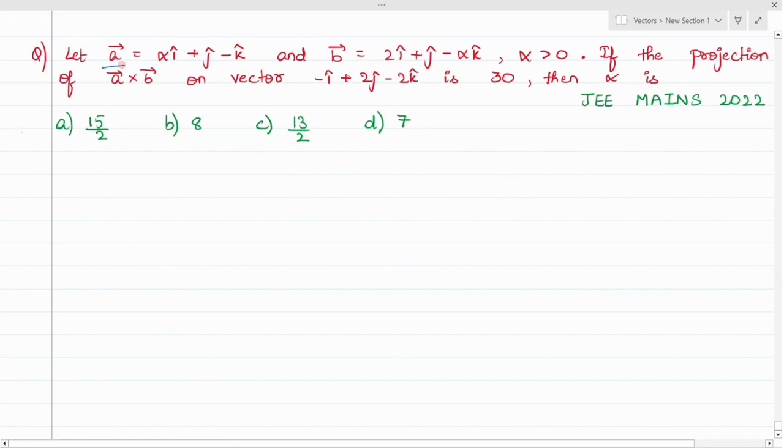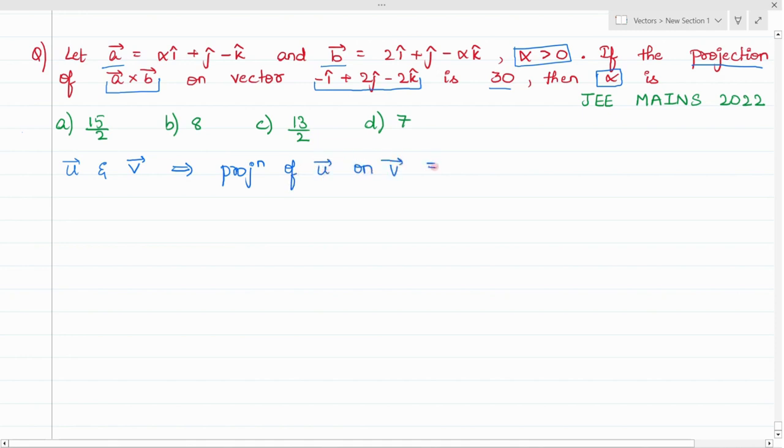In this question, A vector is given, B vector is given, and it is told alpha is greater than 0 if the projection of A cross B vector on this vector is 30. Projection value is given, and we need to find the value of alpha. So let's revise the projection formula. If U and V are the two vectors, then what will be the projection of U vector on V vector? It will be U dot V by magnitude of V.